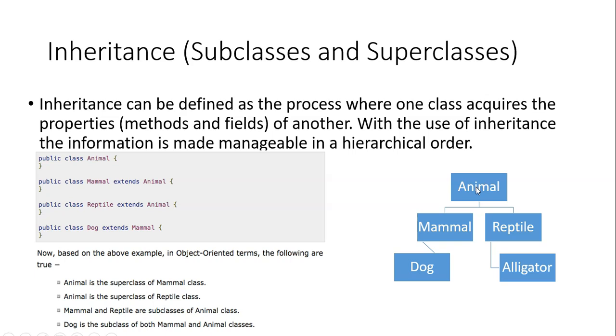So this is a superclass. Mammals are a subclass of animal, and a dog is a subclass of a mammal. Mammals have hair, and reptiles have scales, different things specific to them as well.